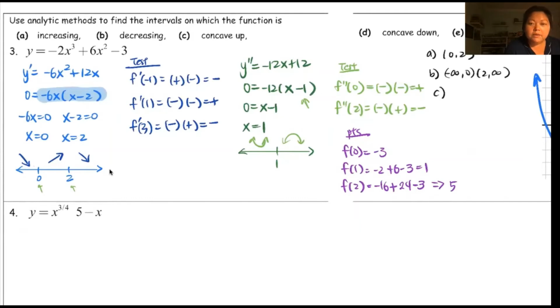Where is it concaving up? And now we look at our second derivative. It was concaving up from -infinity up to 1. So -infinity up to 1. Where is it concaving down? From 1 to infinity.